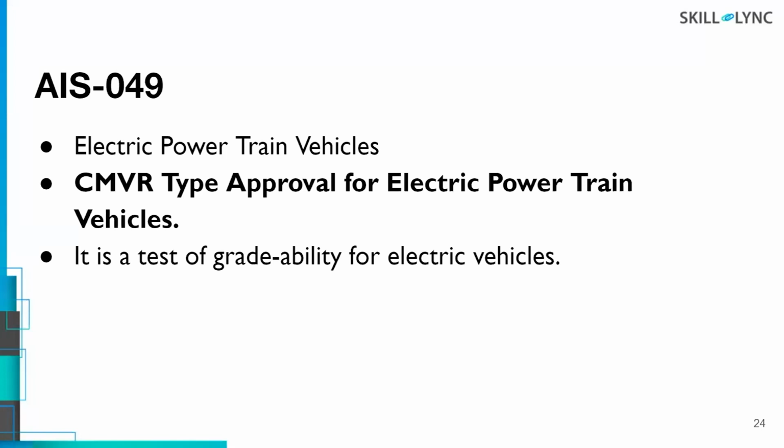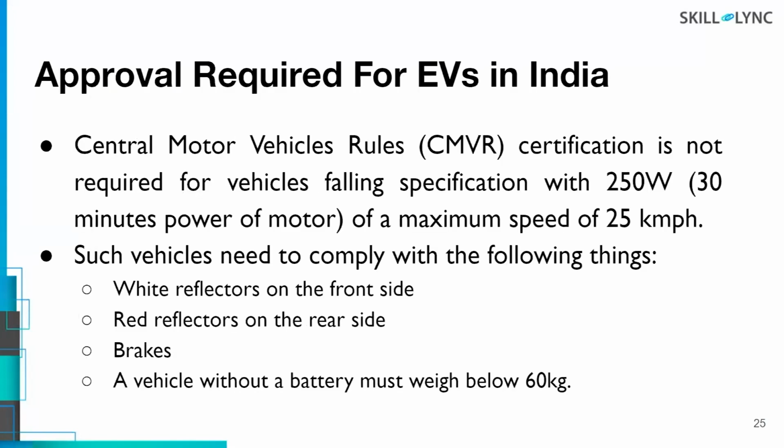Now, approvals required for EVs in India. What and all approvals do we need to have? I already spoke about the whole vehicle level we need to cover, right? So CMVR, the Central Motor Vehicle Rules, under ARAI. It's 250 watts, 30 minutes power, with a maximum speed of 25 km per hour. This is the following specification, and it should be there for every EV we are going to launch in India. Then such vehicles need to follow these things: white reflectors on the front side, red reflectors on the rear side. So why do we need to have these things?